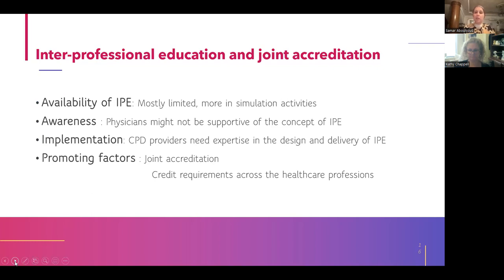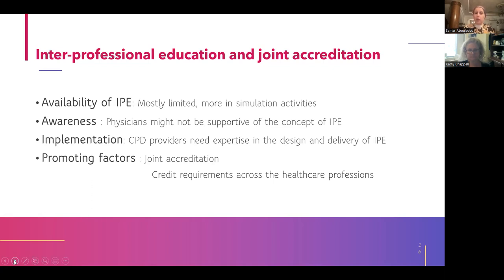Interprofessional education, as Kathy explained, which is based on a team of healthcare professionals learning together, is still evolving, and it is still limited. It's more in simulation activities. In many cases, the awareness is not still there, and physicians are not very supportive of the concept of interprofessional education in many countries. CPD providers need more expertise in the design and delivery, and it is to be understood that interprofessional education is not about a group of professionals sitting in one room and delivering the same content. It should be relevant to the different healthcare professionals attending the activity.